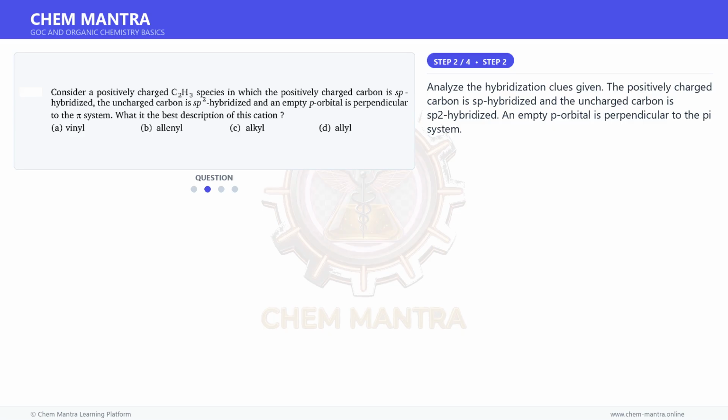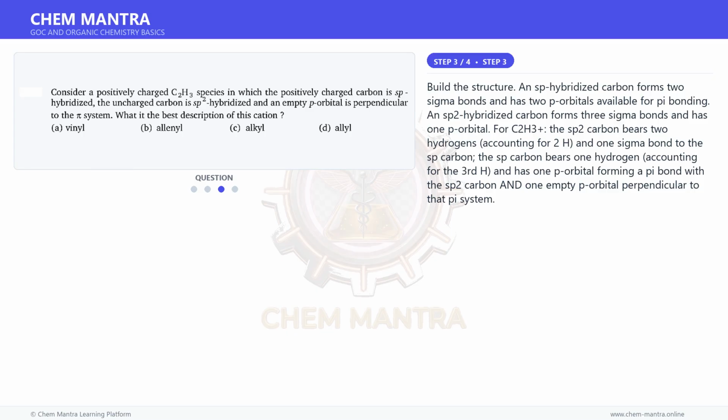Analyze the hybridization clues given. The positively charged carbon is sp hybridized and the uncharged carbon is sp² hybridized. An empty p orbital is perpendicular to the pi system. Moving on to the next step.